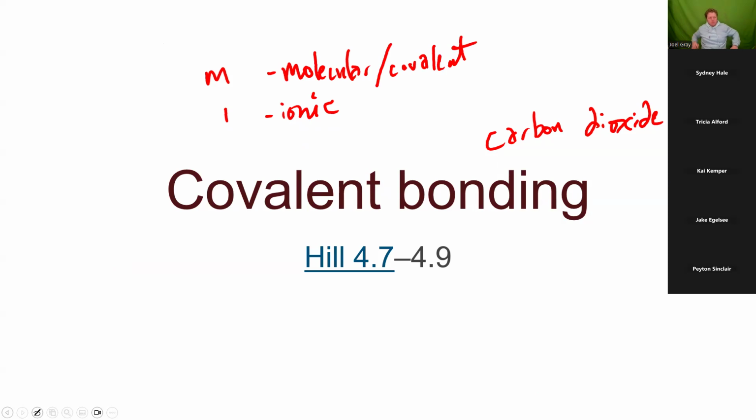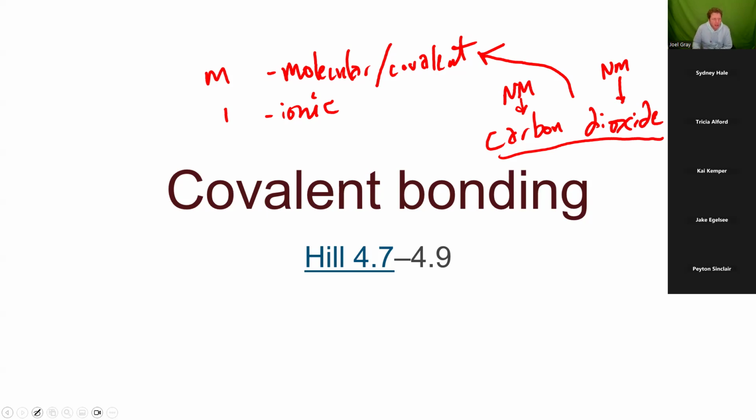So carbon dioxide is an example of a compound where we have carbon, a nonmetal, and oxygen, which is also a nonmetal. So carbon and oxygen are both nonmetals. These two things come together to make a molecular or an ionic compound.